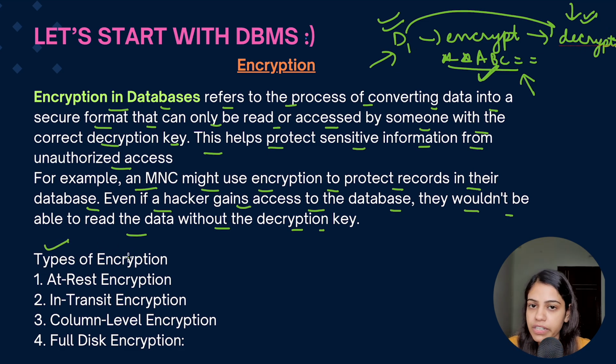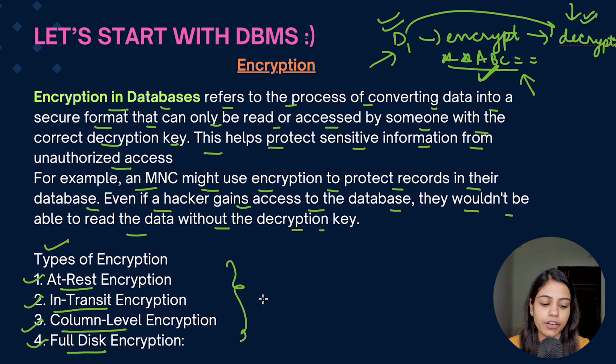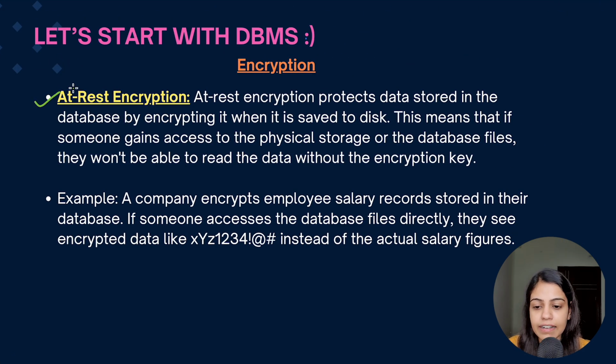Now what are the types of encryption? First one is at rest, second one is in transit, third one is column level, and fourth one is full disk. So let's learn about each and every one of them. So first one is at rest encryption.